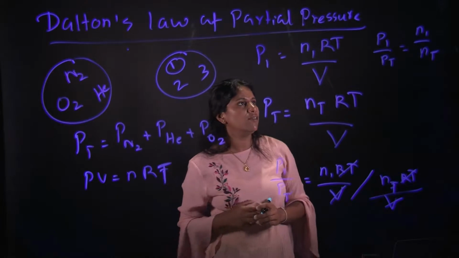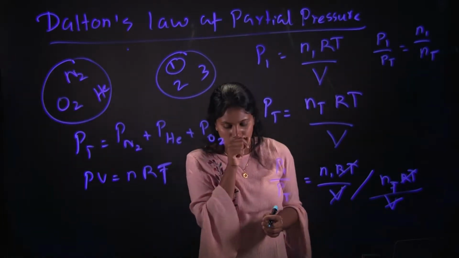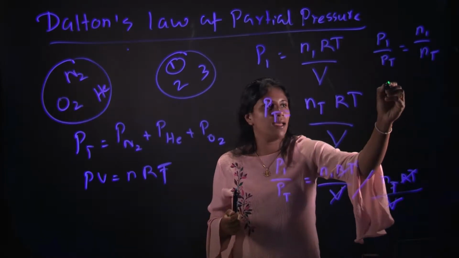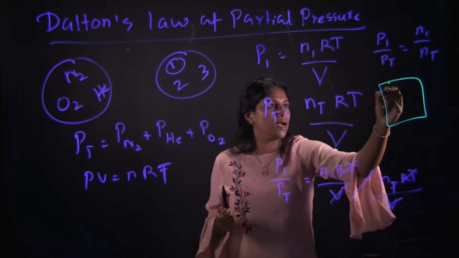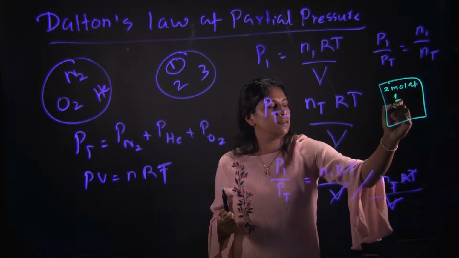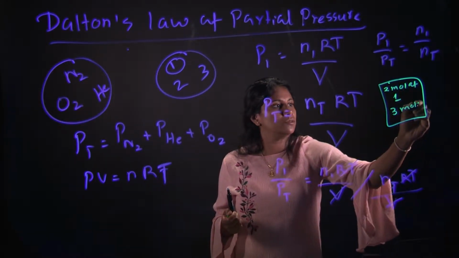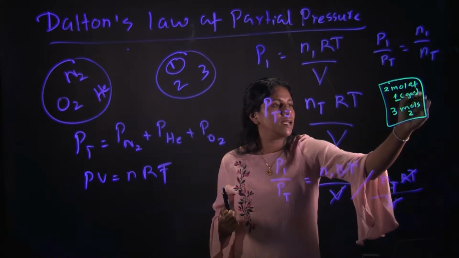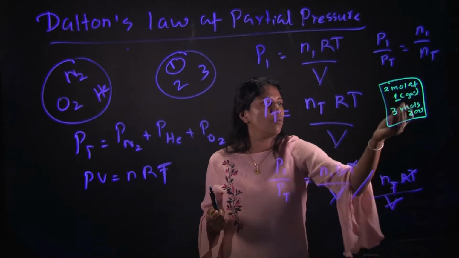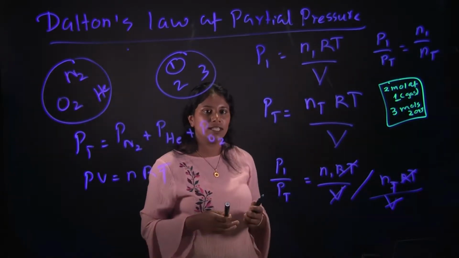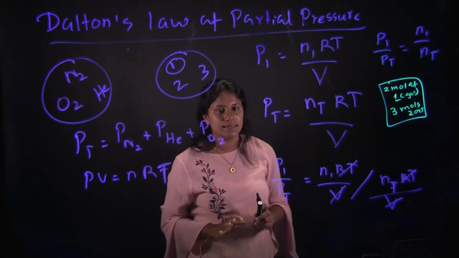What is N1 divided by N total? Think about I have gases: 2 moles of gas 1, 3 moles of gas 2, right? Gas 1 and gas 2. So what is the mole fraction of gas 1 here? How to find mole fraction? Mole fraction is easy as this.